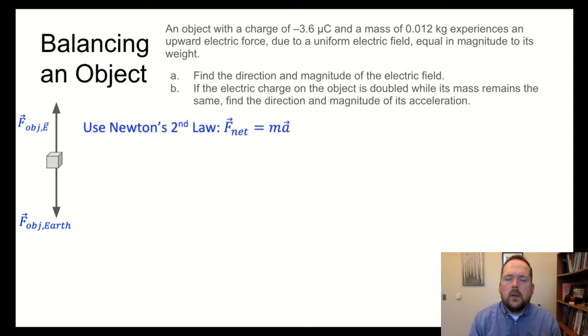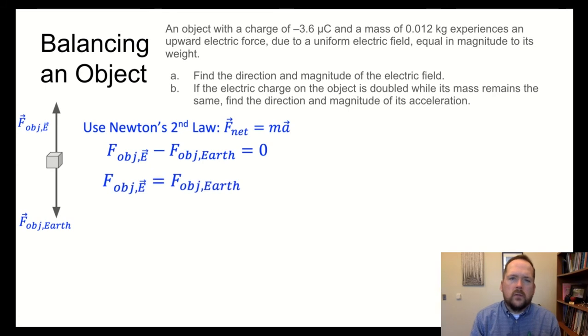So from that, I can apply Newton's second law, net force equals mass times acceleration, and say, hey, the force on this object from the electric field minus the force on the object from the Earth has to equal 0. Or you could write it as the force on the object from the electric field is equal to the force on this object from the Earth. Well, the force on the object from the electric field is equal to the charge Q times the strength of the electric field. The gravitational force is equal to m times g.